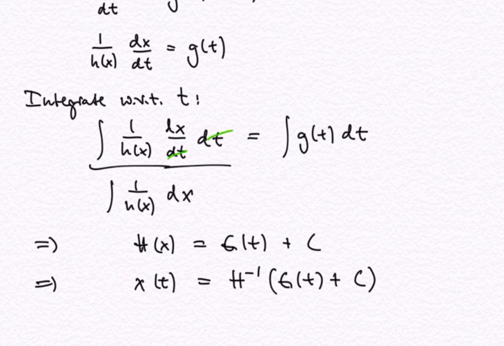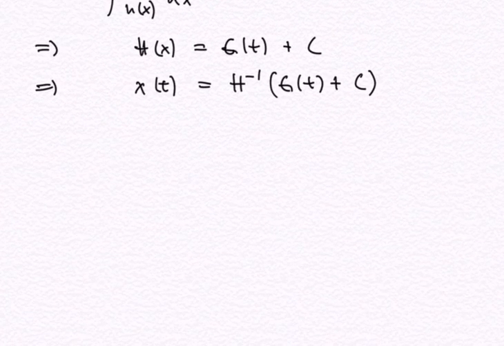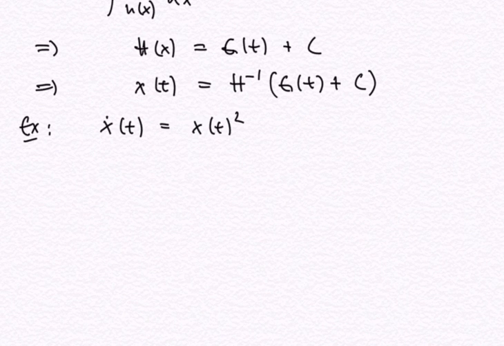Yeah. It's very simple. Best learned by a concrete example. So let's say that we have the differential equation x dot is x of t squared. And we have an initial condition that in 0 we need to go through a given value x naught.